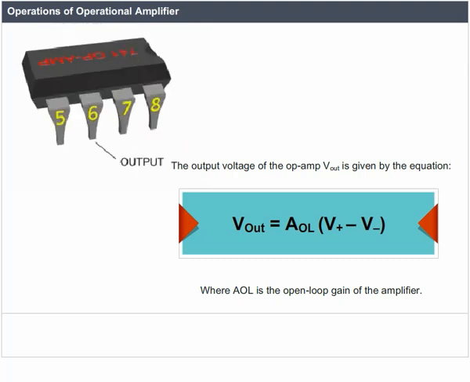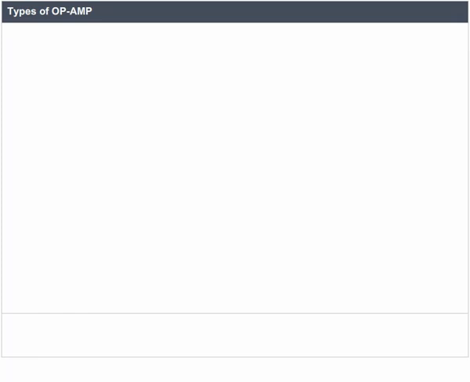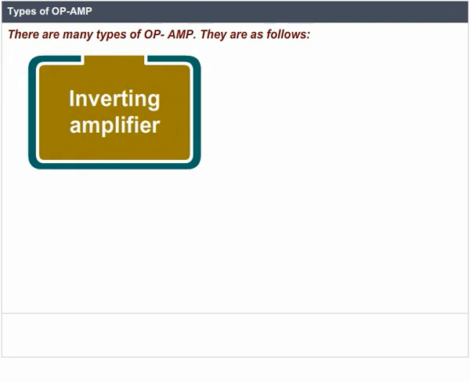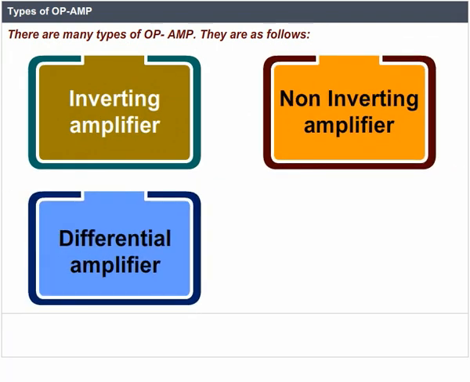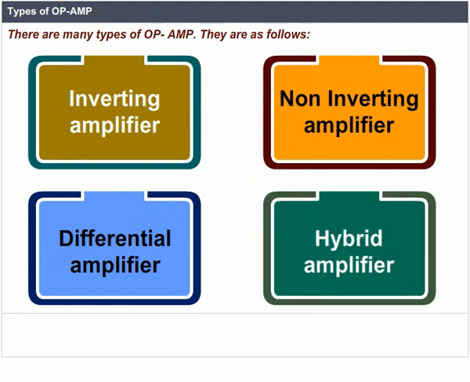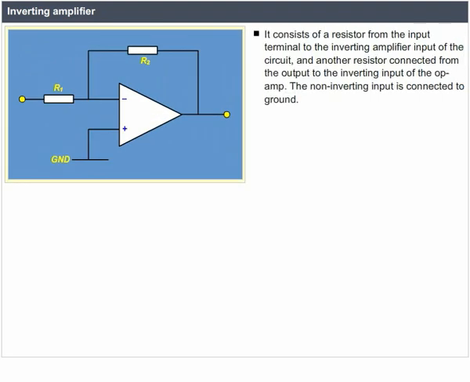Types of op amp. There are many types of op amp. They are as follows: inverting amplifier, non-inverting amplifier, differential amplifier, hybrid amplifiers. Inverting amplifier. It consists of a resistor from the input terminal to the inverting input of the op amp, and another resistor connected from the output to the inverting input of the op amp. The non-inverting input is connected to the ground.